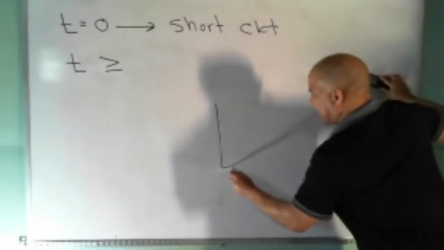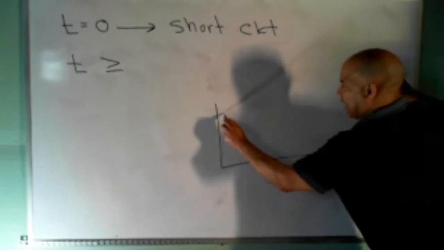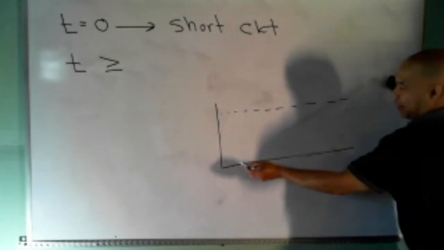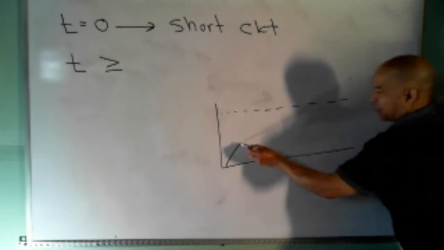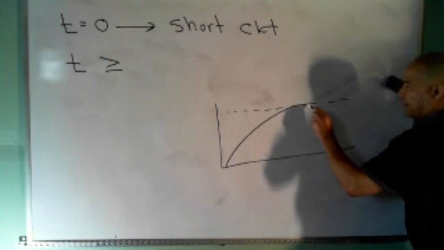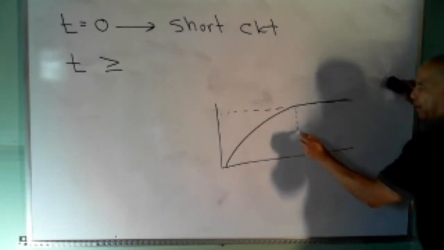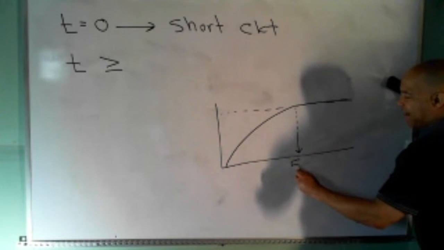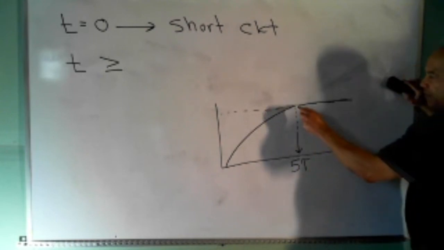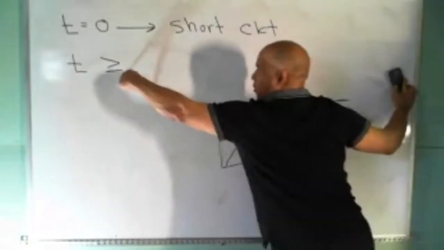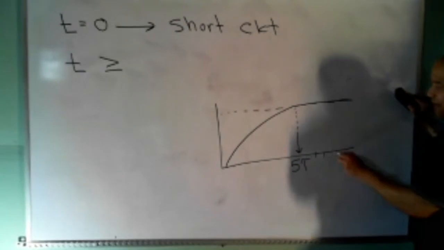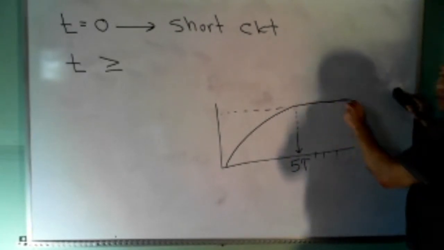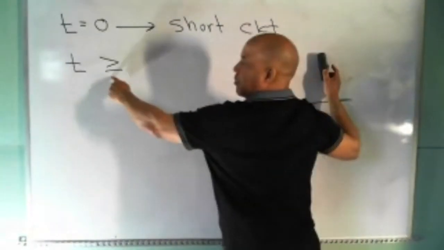The graph looks like this, and I have my steady state voltage there. It charged up, and then it stayed steady. So right at this point is my 5 time constants. That's the equal part. Or when it's greater than 5 time constants, it's going to stay at the same voltage. So I'm not going to use an equal sign here.